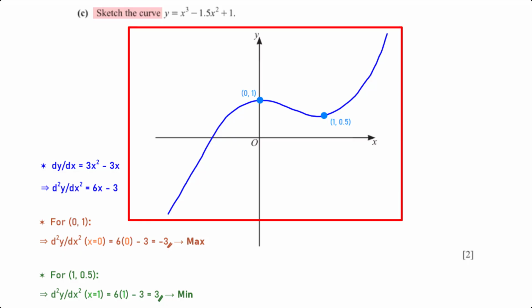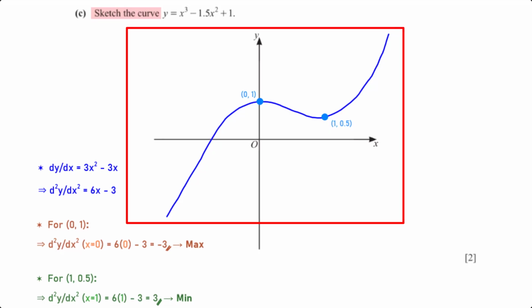So on the grid, we plot the stationary points and draw a smooth line through the points such that (0, 1) is a maximum and (1, 0.5) is a minimum.